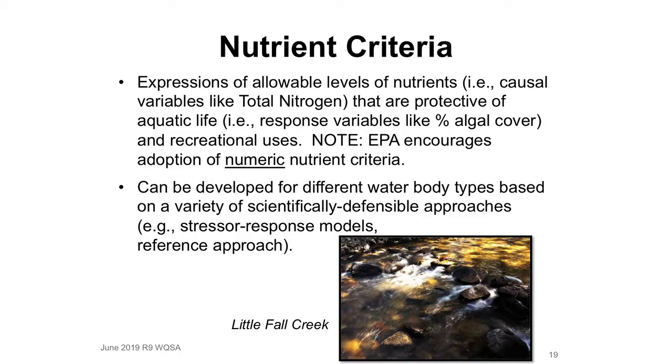Nutrient criteria. This has been a big push for EPA over the past 20 years. I think this is a really, really important thing. These are expressions of allowable levels of nutrients, like nitrogen, that are protective of aquatic life. Sometimes you use response variables like percent algal cover, or you could also protect recreational use, like the Cylindrospermopsin case. And EPA is really encouraging the use of nutrient criteria.